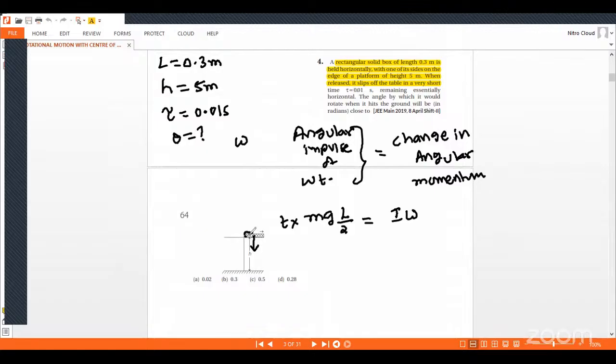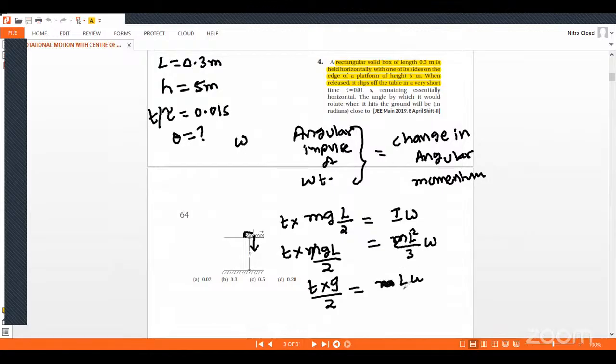Since it is a rod rotating at one end, moment of inertia means ml square by 3. So t into mgl by 2, upon calculation, that is t into g by 2 equal to l omega by 3. So from this, omega equal to 3gt by 2l.